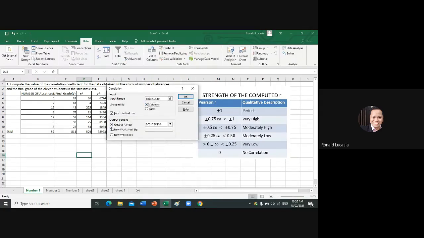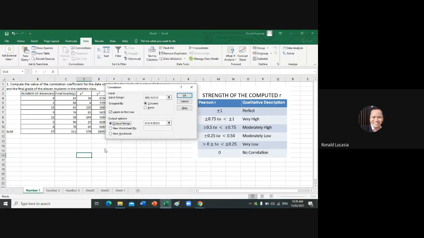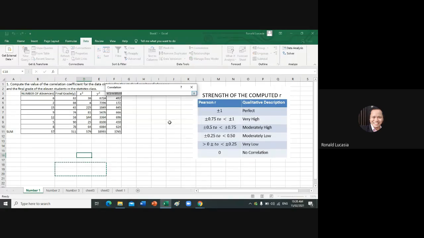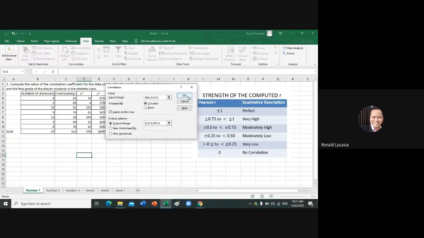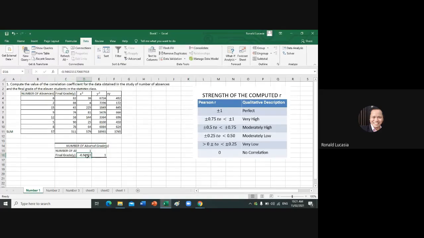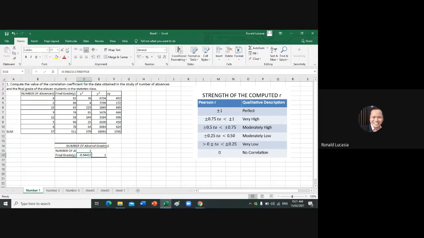Then the output range, that is where you are going to put your answer. So I want my output range to be on this side so I can compute and I can compare. Then press OK. This is now the, it should be negative. The Pearson R correlation, you just have to round it to 2 decimal places. That's 0 point. What's our answer earlier? 0.948. So maybe there is something with the, bakit 948?